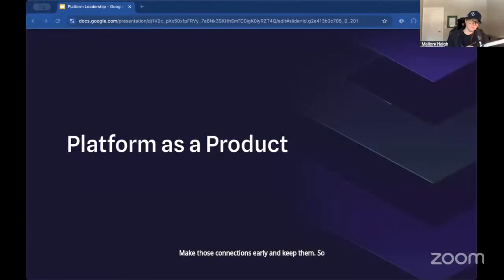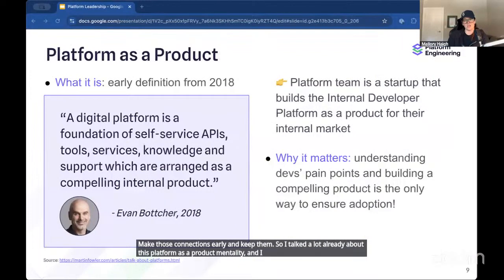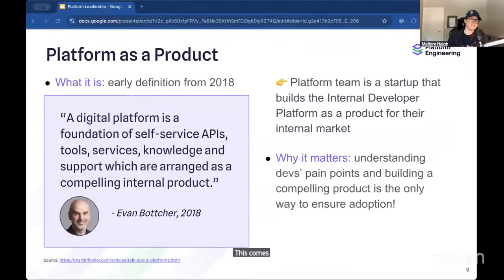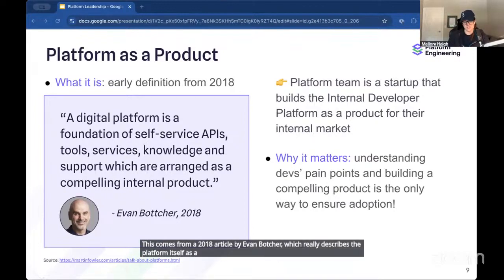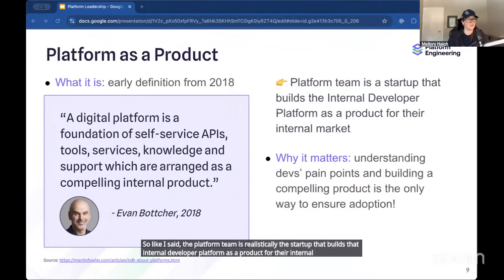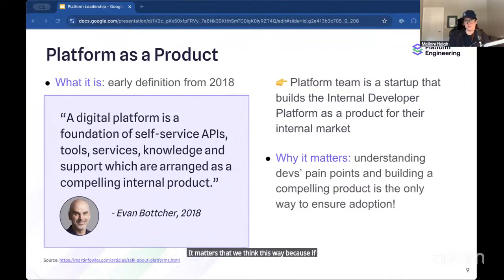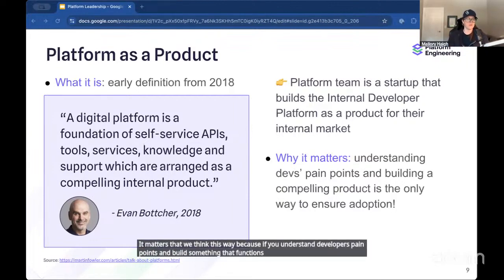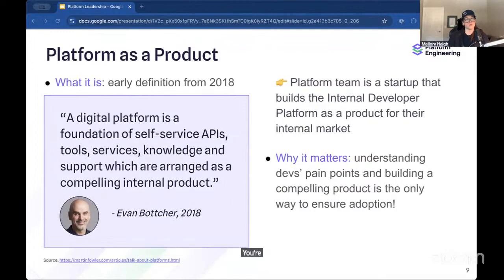So I talked a lot already about this platform as a product mentality, and I want to give you a bit more information here. This comes from a 2018 article by Evan Bottcher, which really describes the platform itself as a foundation of self-service APIs, tools, services, and knowledge that are arranged as an internal product. And it's also important to note that he specifies it's compelling. So, like I said, the platform team is realistically the startup that builds that internal developer platform as a product for their internal market. So the developers and other folks inside of your company. It matters that we think this way because if you understand developers' pain points and build something that functions as an actual compelling product, you can actually get adoption. If you don't understand your customer needs, you're going to end up in a place where no one will use it.